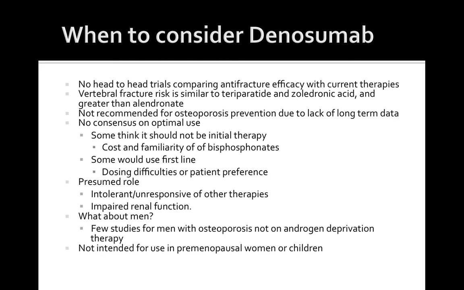So there are some people that are very die-hard and think that it should not be an initial therapy because we know how to use bisphosphonates, we know what their side effects are and how to dose them. Having said that, there are some people that say it should be first line, so if the patient prefers it, dosing can be difficult. If it's zoledronic acid, you've got to bring them to hospital once a year. The presumed role down the track is that if someone doesn't respond or is intolerant of other therapies, then denosumab has a good role here. And for someone with impaired renal function, but as we can see, if you pore through the trial data a bit more closely, there's probably not enough of an indication or safety data to really make a comment on that.